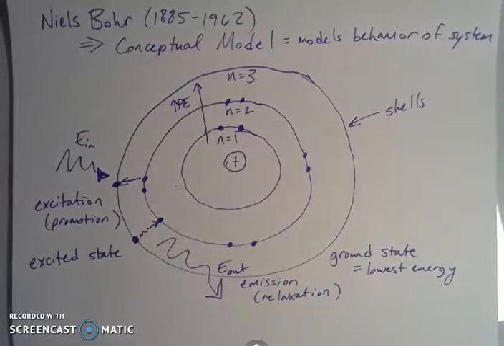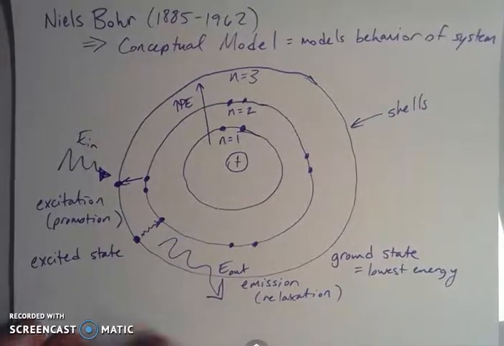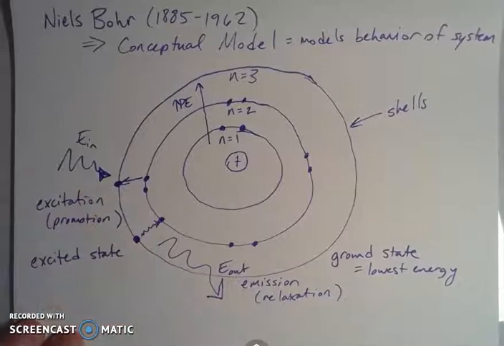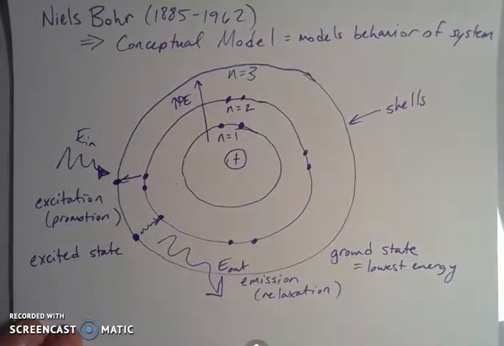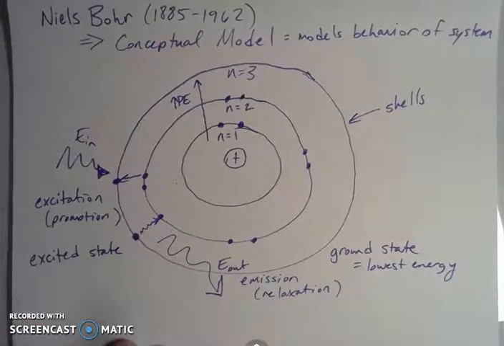We can excite it out of the ground state by putting energy in, but then once we remove that energy source, or once that electron moves around a little bit, it will lose that energy in the form of some sort of photon, and it will relax back down to the ground state.